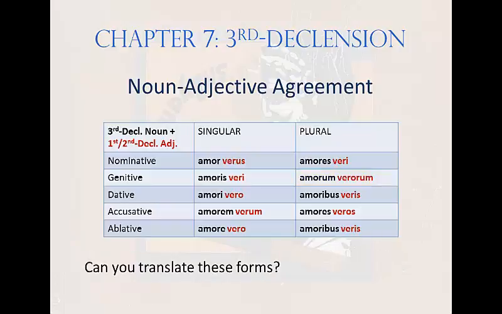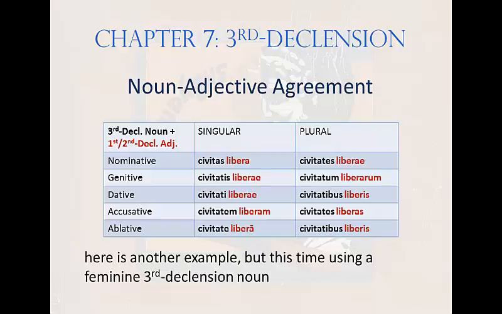Can you translate these forms? Amor verus would be true love in the nominative. Amoris veri would be of true love. Can you finish the translation of this declension? Here's a third declension feminine noun with an adjective attached to it. Civitas libera. Do these different-looking endings on the noun and adjective make sense to you? And can you translate this noun-adjective cluster?